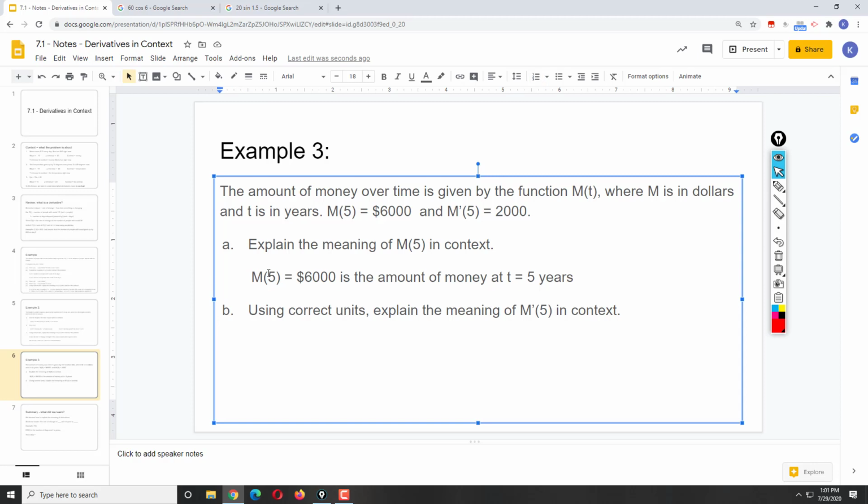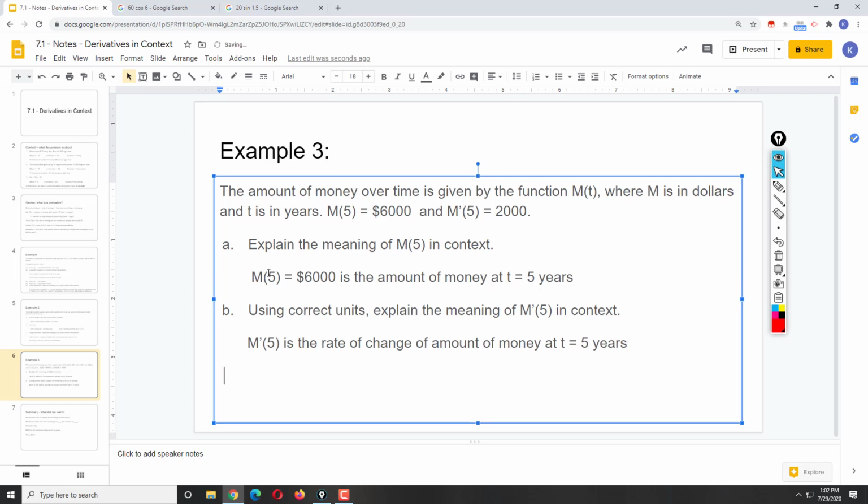B. Using correct units, explain the meaning of m prime 5 in context. Well, we know that m prime t is the rate of change of m over t. I'm going to replace m with amount of money, t with time. So m prime t is the rate of change of the amount of money over time. So m prime of 5 is the rate of change of amount of money at t equals 5 years.